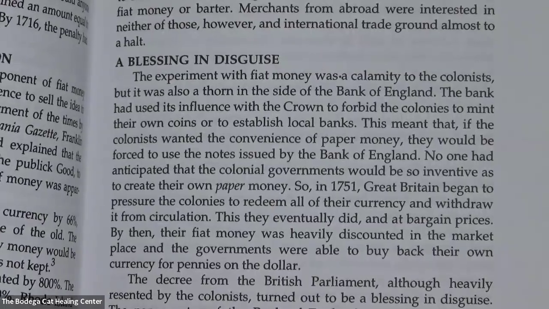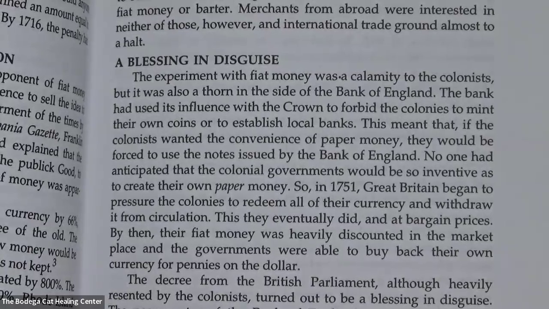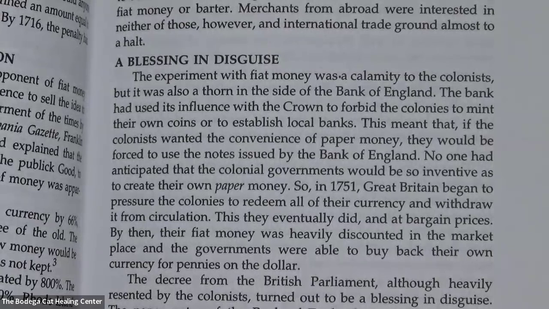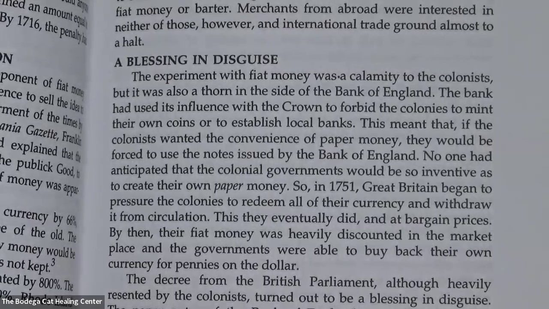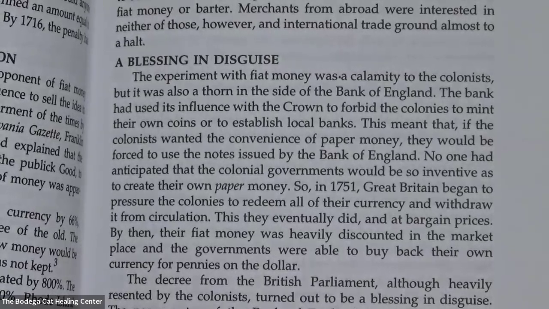A blessing in disguise. The experiment with fiat money was a calamity to the colonists, but it was also a thorn in the side of the Bank of England. The bank had used its influence with the crown to forbid the colonies to mint their own coins or to establish local banks. This meant that if the colonists wanted the convenience of paper money, they would be forced to use the notes issued by the Bank of England.